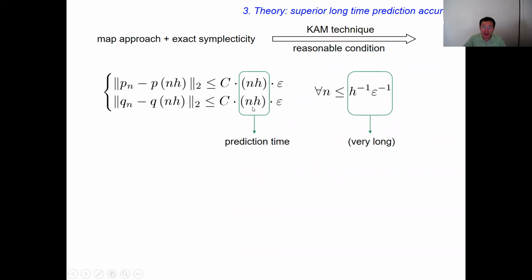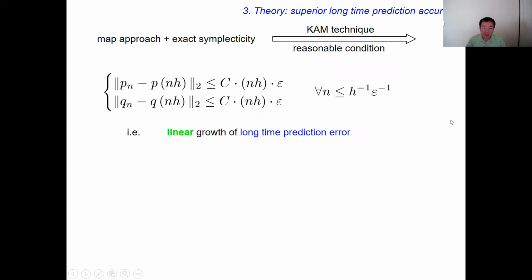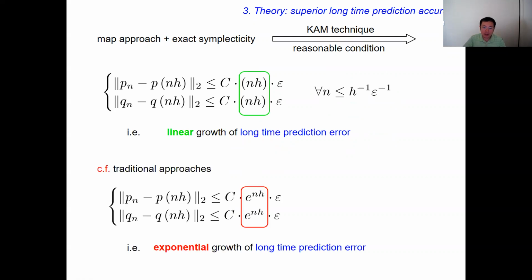And you can have a bound that is linearly growing with the prediction time, and this works for very long time prediction. This linear growth of the long time prediction error is very important because it should be contrasted with traditional approaches. In traditional approaches, where you don't use a map-based approach or have exact symplecticity, you can have exponential growth of the error.